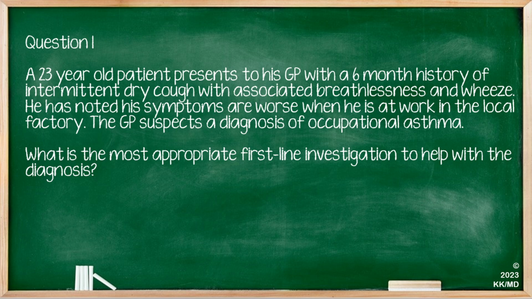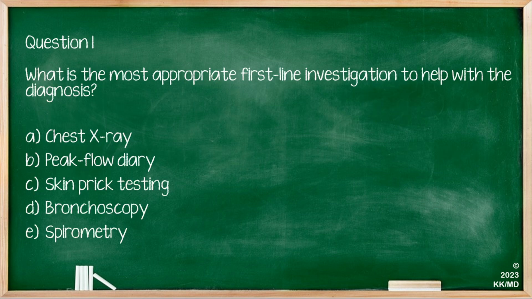So let's try a couple of questions. A 23-year-old patient presents to his GP with a 6-month history of intermittent dry cough with associated breathlessness and wheeze. He has noted these symptoms are worse when he is at work in the local factory. The GP suspects a diagnosis of occupational asthma. What is the most appropriate first-line investigation to help with the diagnosis? So our options are chest x-ray, peak flow diary, skin prick testing, bronchoscopy, or spirometry.